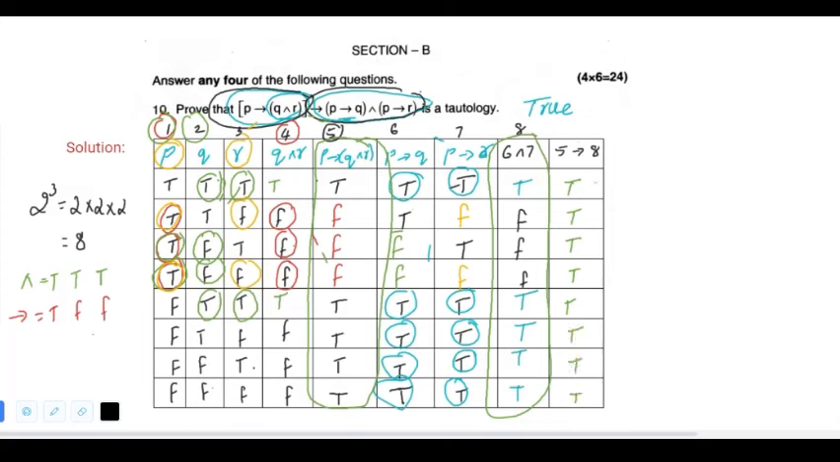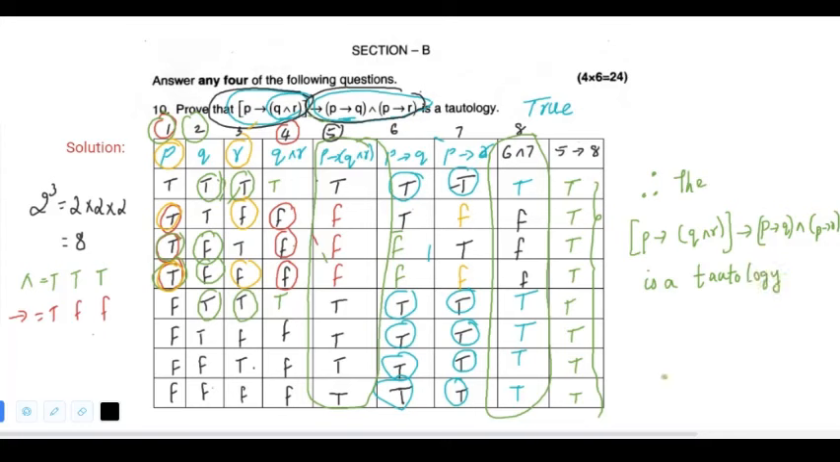So here we can check that the whole solution we got for the proposition is all true. Therefore, the proposition P implies Q and R implies P implies Q and P implies R is a tautology. Why is it a tautology? Because the final answer we got is all true. If it is all true, it is called a tautology.